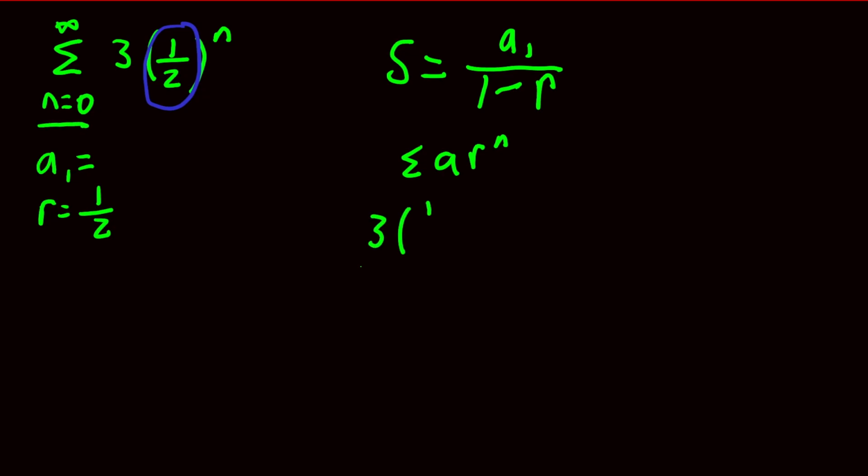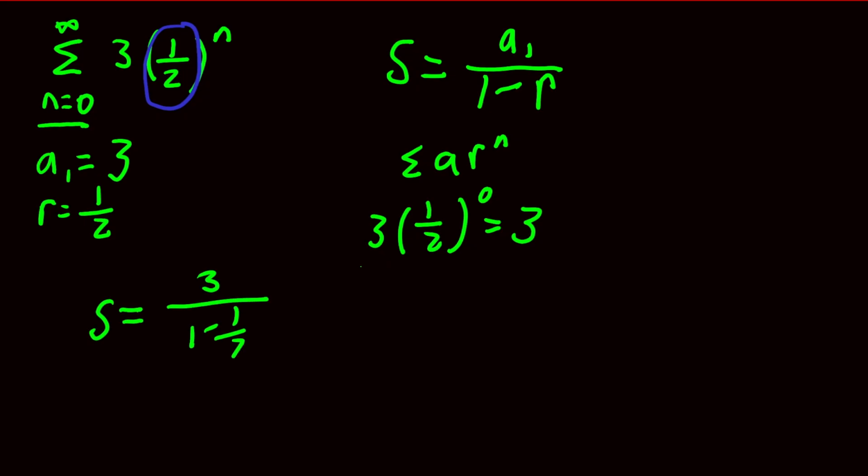So 3 times 1/2 to the 0. Well, 1/2 to the 0 is just 1, and 3 times 1 is 3. So we have 3. So boom, our sum is going to be 3 over 1 minus 1/2, which is 3 over 1/2, which is 6. So the sum of this series would be 6. Good. Let's move on to the next one.